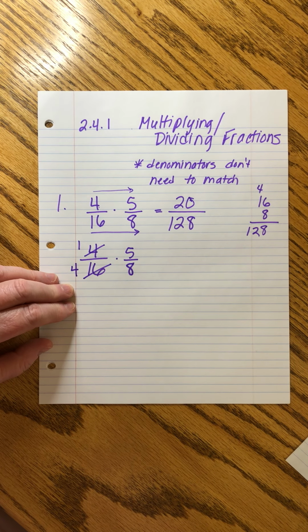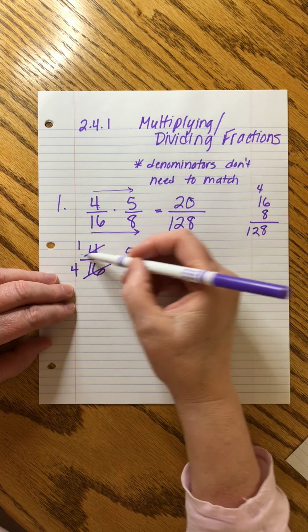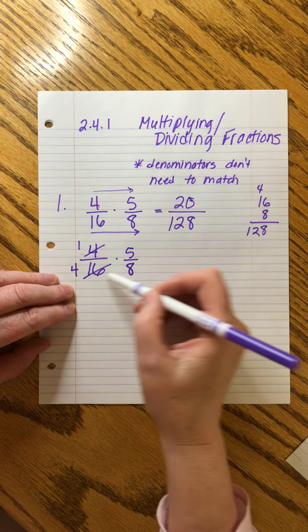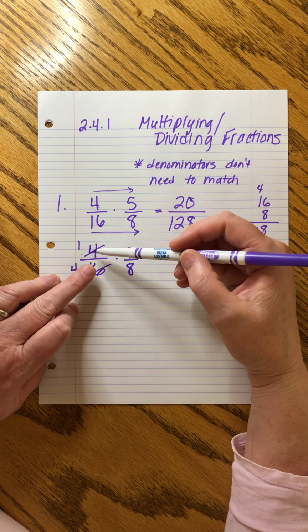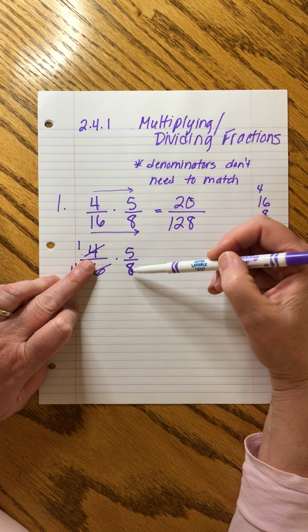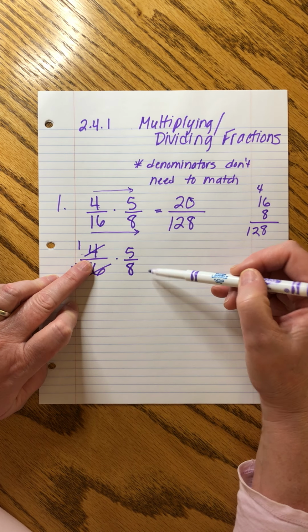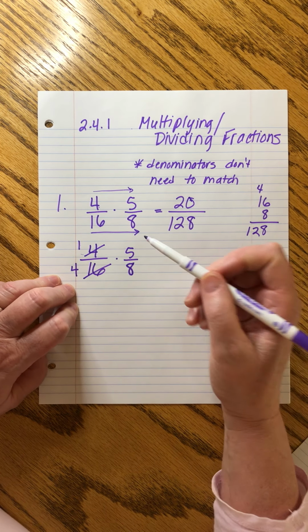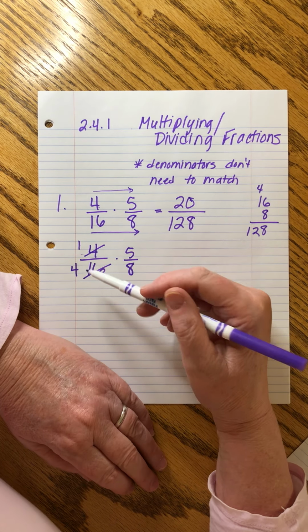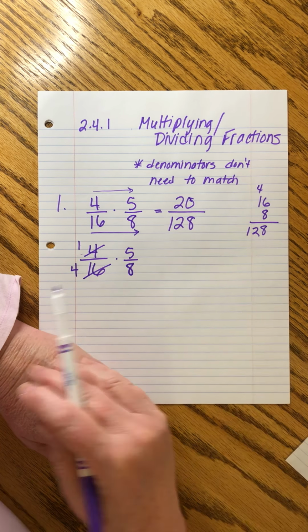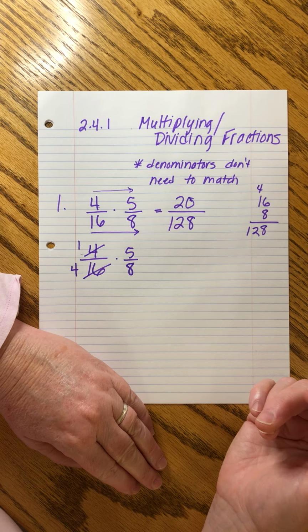Does that make sense? So we're looking for patterns in any number in the top with any number in the bottom. I could have reduced this 4 against this 8. I would have crossed this out and written 1. I would have crossed this out and written 2. But I just chose to do it over here. It doesn't really matter. I left it that way because I wanted to get rid of the bigger number first. Now I'm looking to see if there's any other patterns.